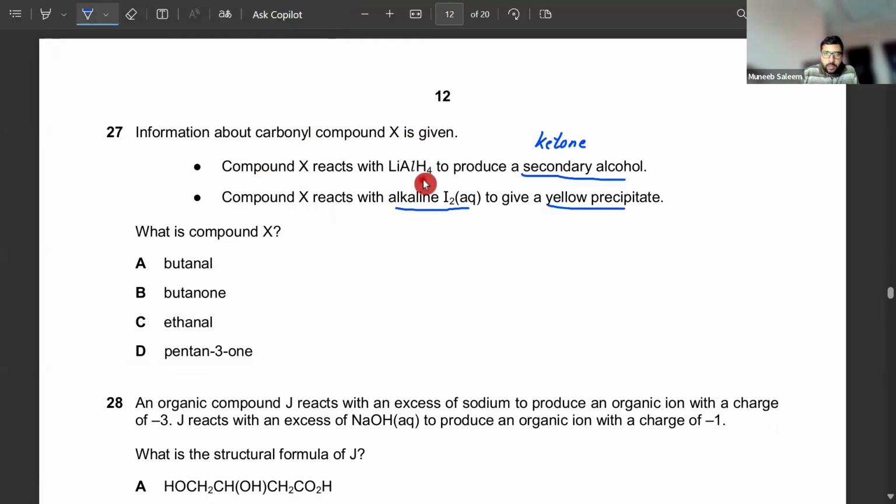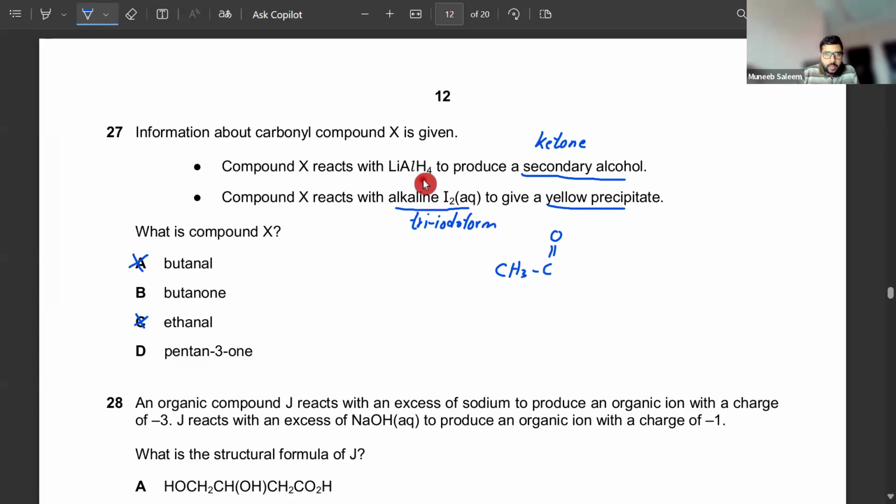That means it's a triiodoform reaction. For that, the compound must have the CH3-C=O group in the carbonyl compound. From the two statements, we can clearly say that it's not butanol because it's not a ketone. C is also not a ketone.